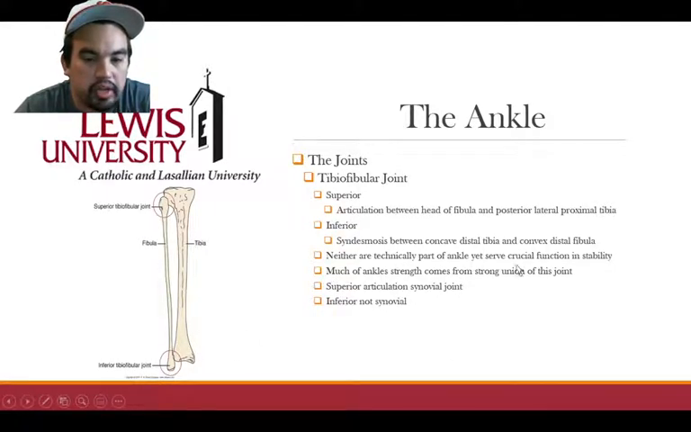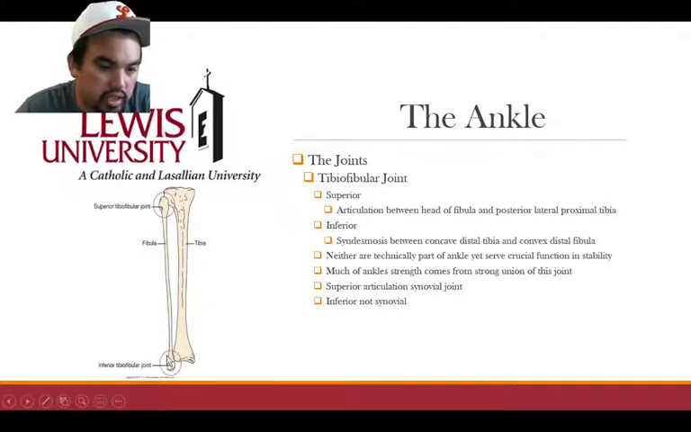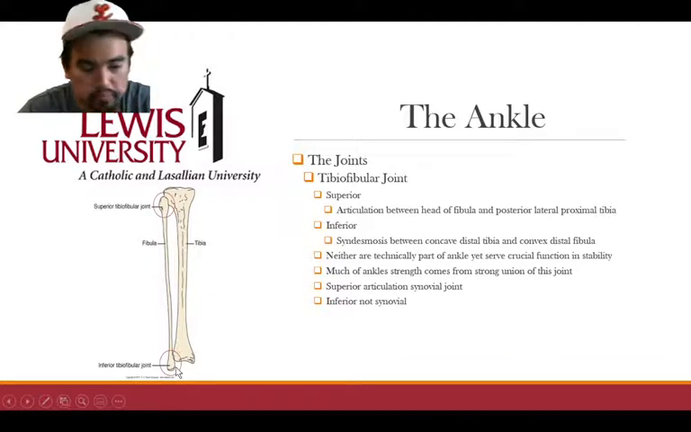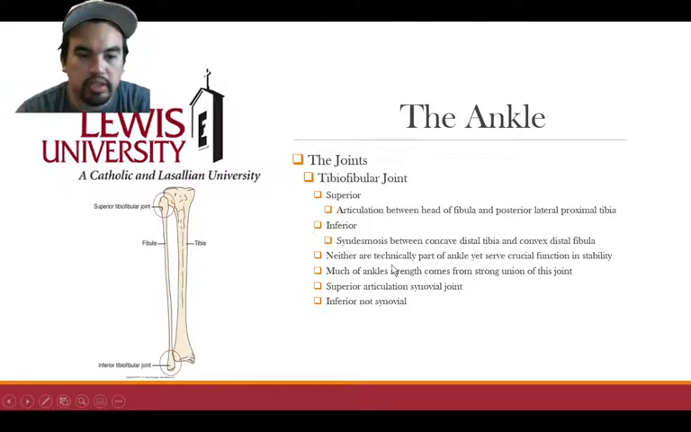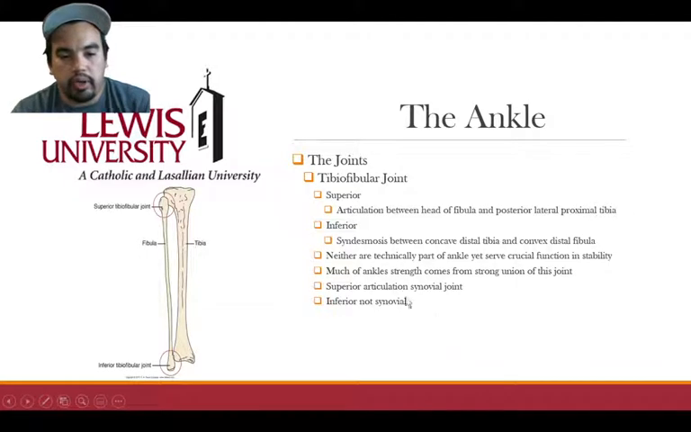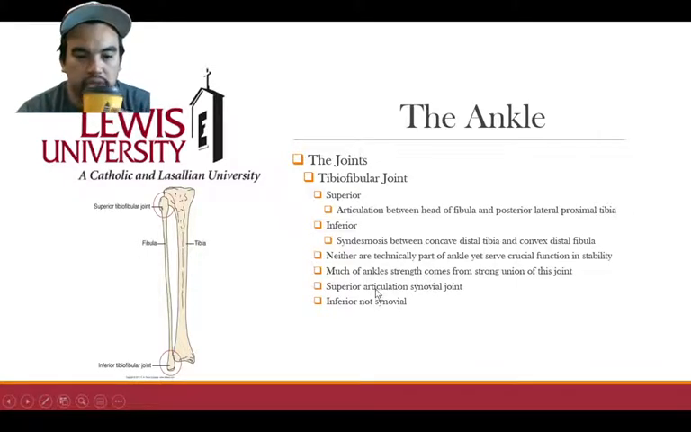Neither is technically part of the ankle, yet they serve a critical function in maintaining stability within the talus and the talocrural joint. Much of the ankle strength comes from the strong union in this joint. If you get a high ankle sprain, you typically rip the tendon that holds these two together, and now you lose that stability. That's why it's so hard, because when you evert and the talus hits the fibula, it pushes it lateral and opens that joint space, making the ankle unstable. That's why it's very hard for athletes to come back from a high ankle sprain, and it takes much longer than a typical inversion or eversion ankle sprain.